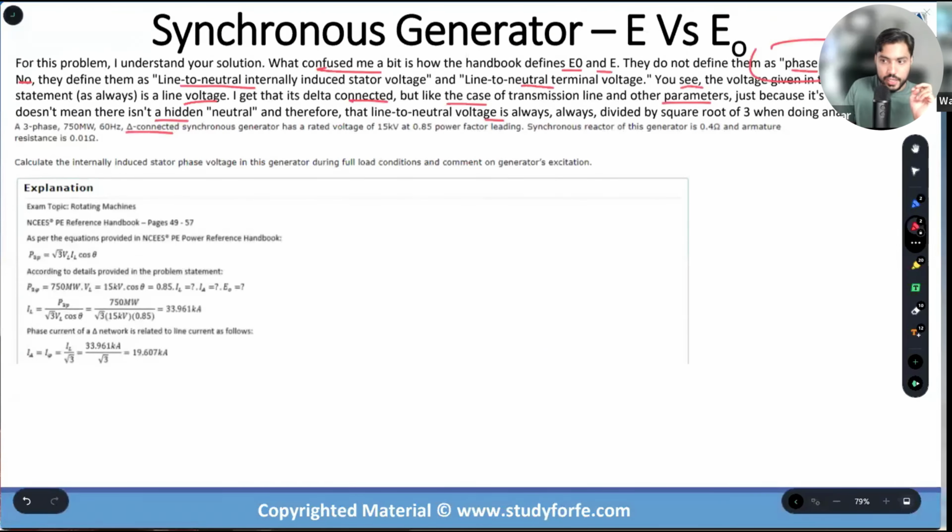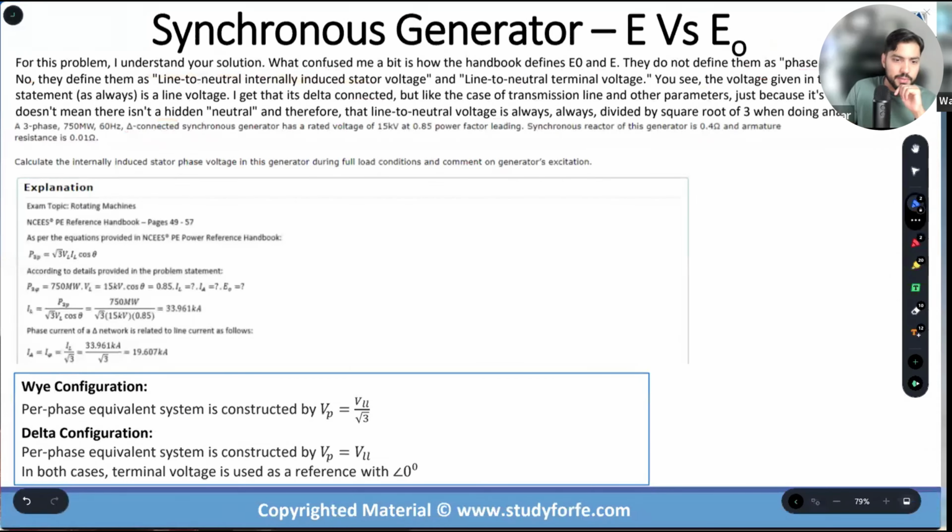But he is actually digging in a little bit deeper, and he's saying that the way the E and E naught are described, they're line to neutral terminal voltage, line to neutral internally induced stator voltage. So he is feeling the temptation to actually divide by square root 3 and do a delta Y conversion. Are you guys following what he's saying? Right? So here was my response.